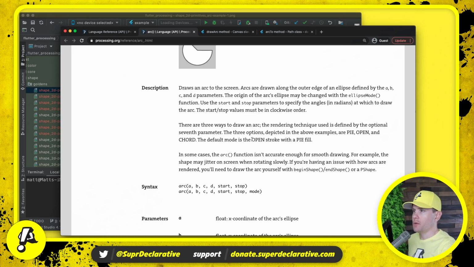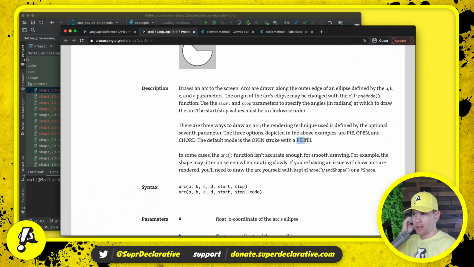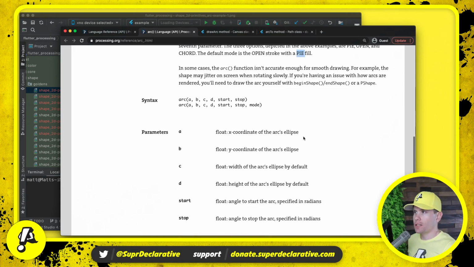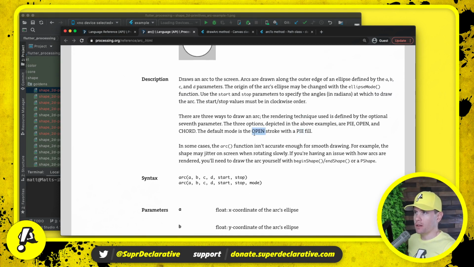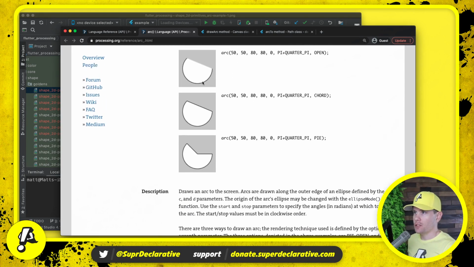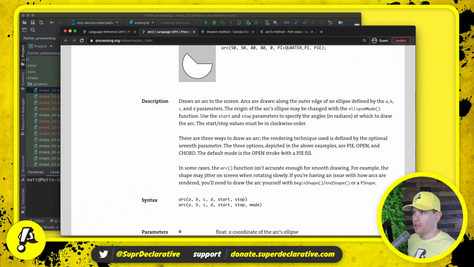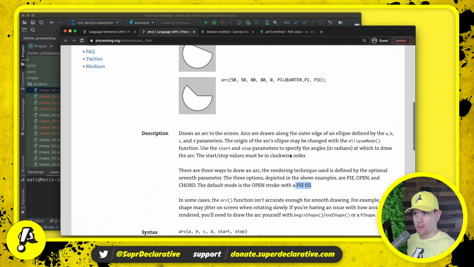Oh. Okay, so the default mode is open stroke with a pie fill. That's interesting, because the default rendering, the default shape, is impossible to explicitly specify. So what it's saying is the stroke is open, meaning the stroke is just the outside of the arc like this, but the fill, the color inside the shape, is pie.